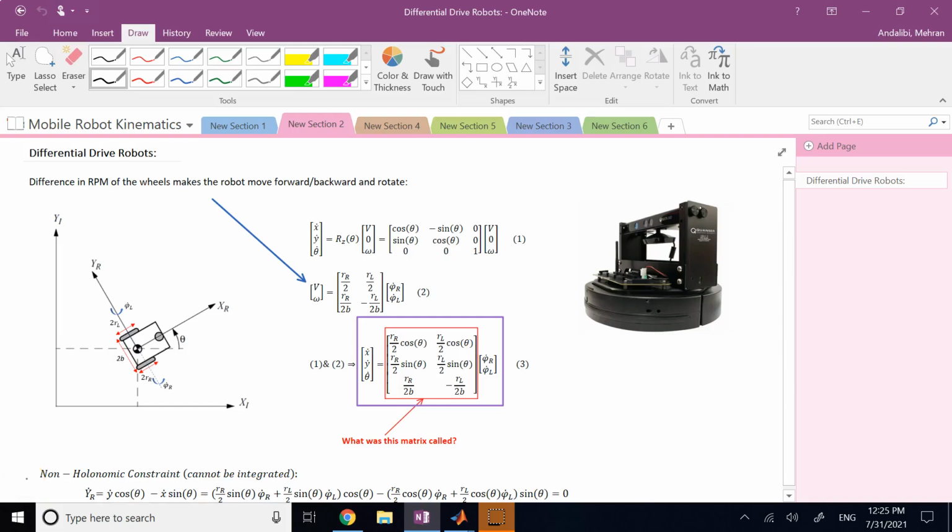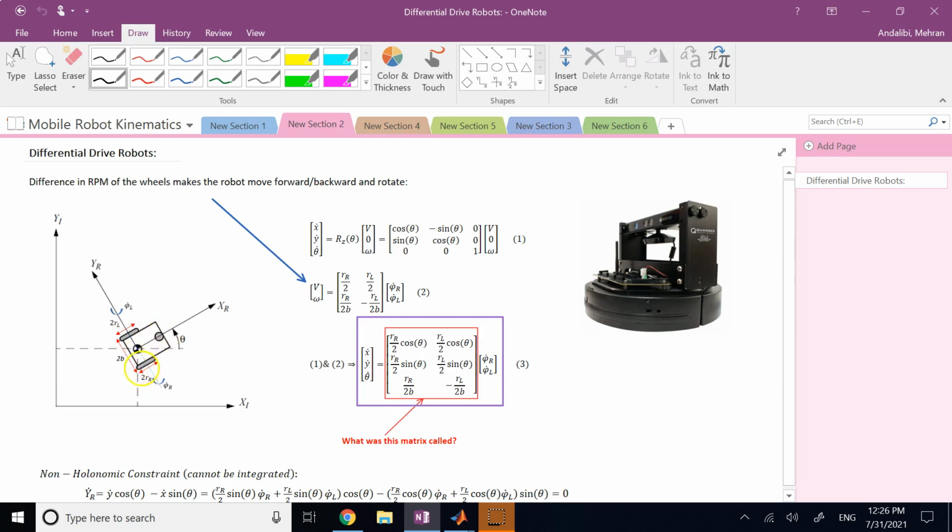Hello everyone. In this video we are going to talk about a specific category of mobile robots called differential drive robots, which are the most common one because of the ease in estimating and controlling their pose. Typically there are two driving wheels and one or two caster wheels that are not driven and just used for static stability.